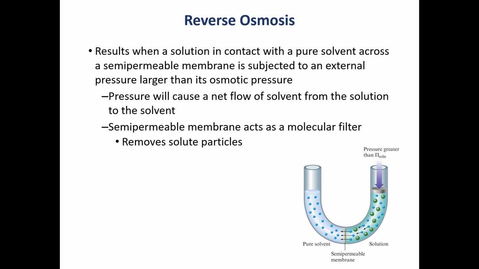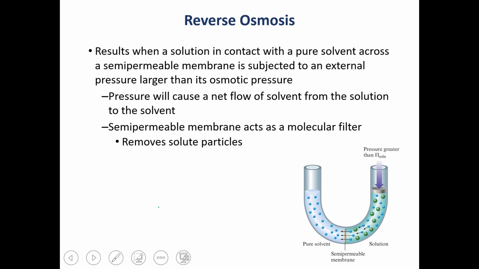For example, if you have seawater that has a lot of salt and particles in it, and you're trying to get rid of some of those different salts and other things that are dissolved in the water, you can use reverse osmosis. You can also use it in water filters when you're trying to filter out certain particles.